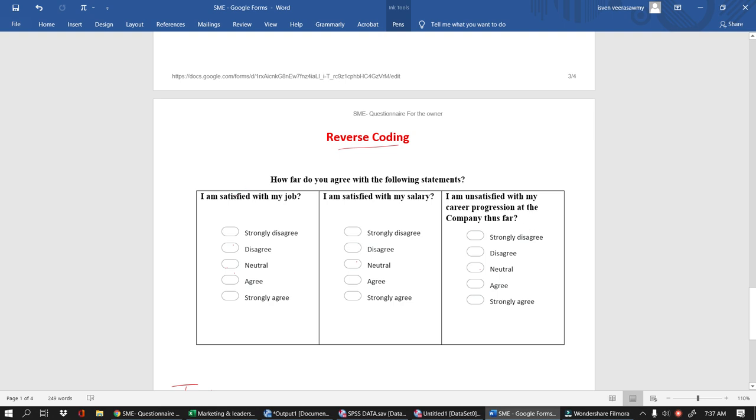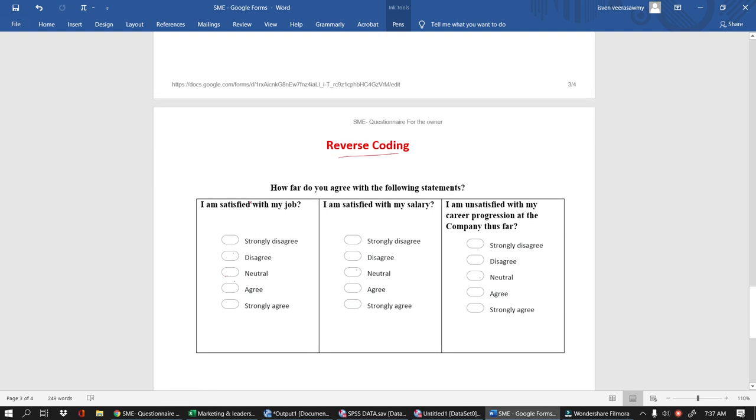Let's take the example where you have 3 questions regarding job satisfaction. You have to select one of those statements. For the first statement, I am satisfied with my job. Let's say I check this. I am satisfied with my salary. Let's say this one. And I am unsatisfied with my career progression at the company thus far. Let's say I have checked strongly agree for all.